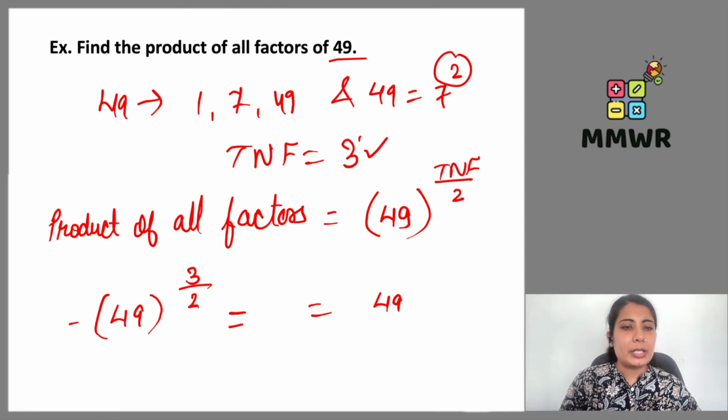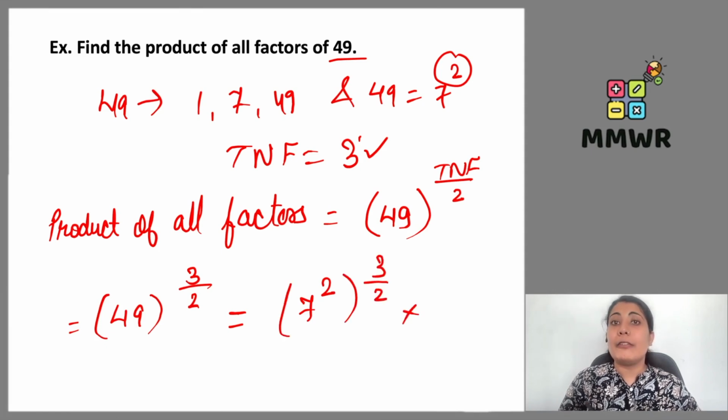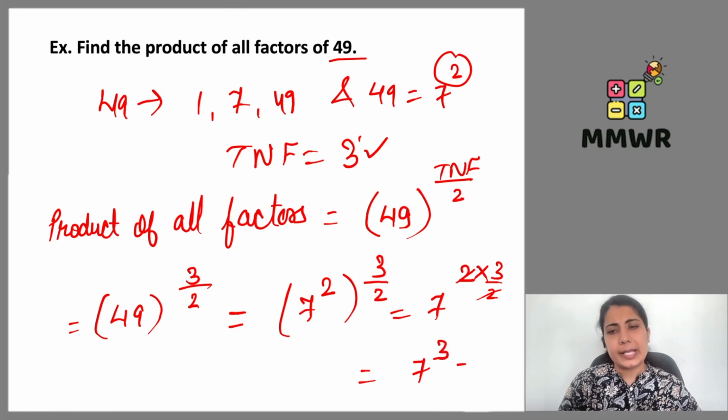Now we know 49 can be written as 7 square, right? 49 is a perfect square, the square of 7. So 7 square and the whole power 3 upon 2. Now we can multiply the powers. This can be written as 7 to the power 2 multiplied by 3 by 2. When I simplify this, it gives me 7 cube, and 7 cube is very easy to calculate, 343. So 343 is the product of all factors.